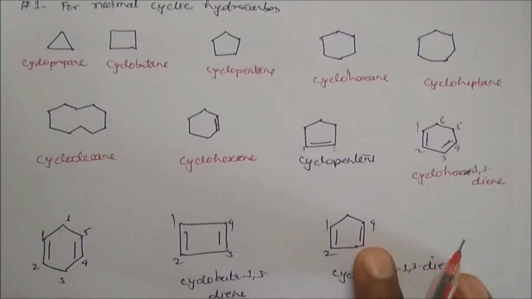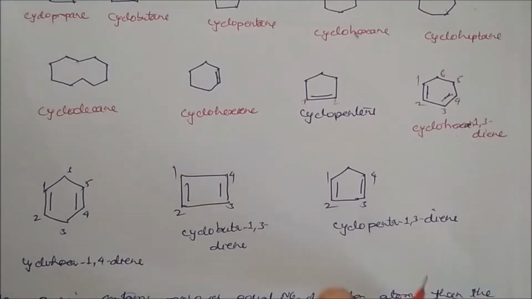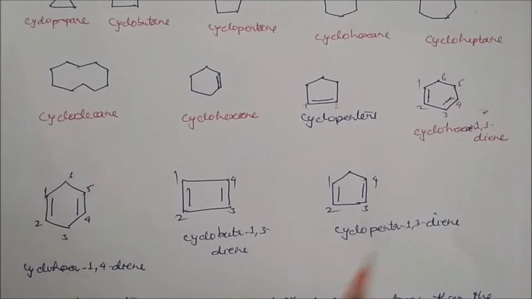Similarly, in this case, if you look carefully, we have 5 carbons, 6 carbons, and double bonds are there. So we can write cyclohexa-1,4-diene. Here this is cyclobuta, so 1 carbon, 3 carbon, cyclobuta-1,3-diene. Here we have 5 carbons, 1,3, cyclopenta-1,3-diene. I hope you have understood this rule number 1. If there are no substituents, we can directly write the nomenclature.